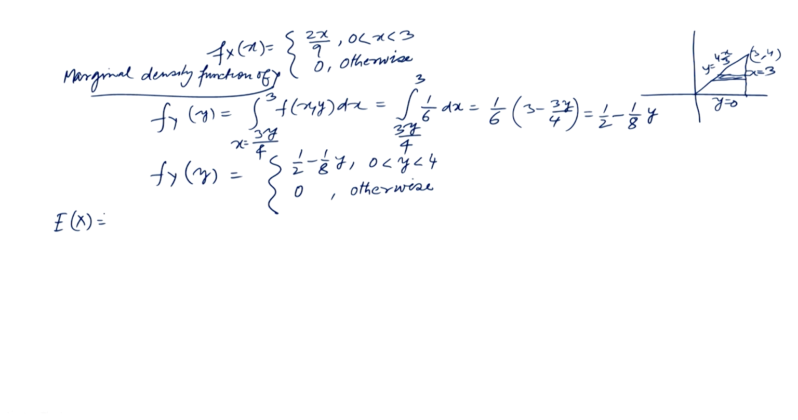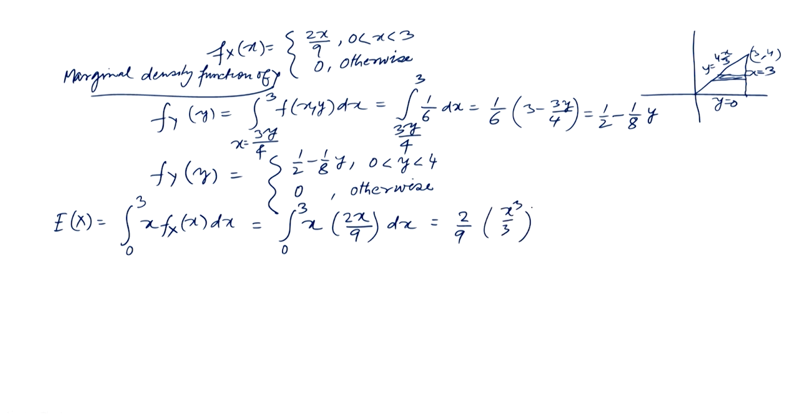Now, let us find the expected value of X. So, the expected value of X is x multiplied by its probability density function, and x varies from 0 to 3. So, the integral from 0 to 3 of x times f_X(x), where f_X(x) is 2x/9, dx. So, this is 2x squared by 9. So, 2/9 times, the integral of x squared is x cubed by 3. We put the limits and we get 2/9 into 3 cubed, 3 cubed means 27, divided by 3. So, we cancel this and get the expected value of X as 2.